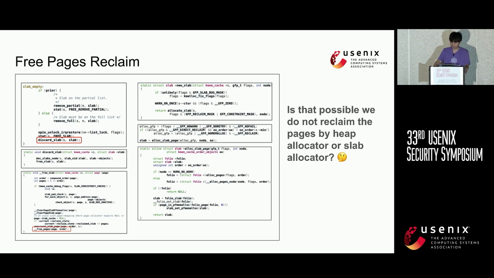So there is a question here. Is it possible that we do not reclaim pages by the heap allocator or slab allocator, which means we skip the slab allocator and reclaim the page by direct page allocation?